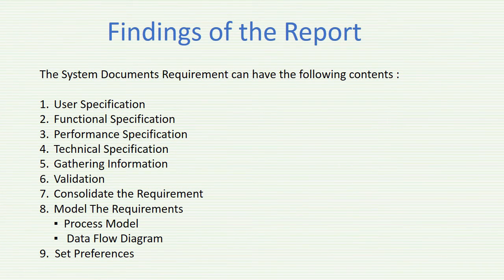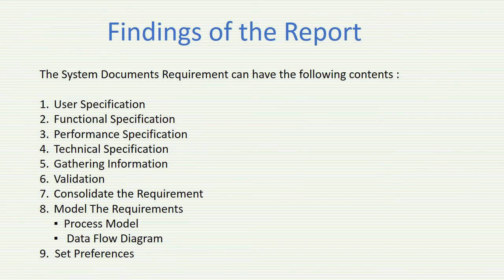Findings of the report. The system requirements document has the following contents. User specification. In the user specification, they describe the new system from a user's viewpoint. Functional specification. It describes the functional blueprint of the system, like when to produce a weekly staff report or a project report. Third, performance specification. It states the performance specification of the system, telling about the performance. Technical specification. It describes the major structures and databases and how the system interfaces within the existing environment.